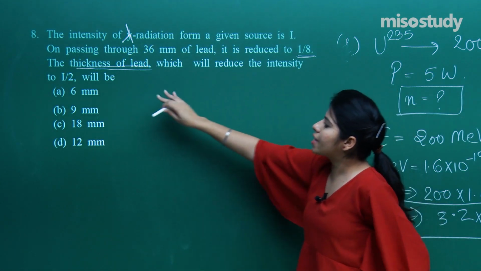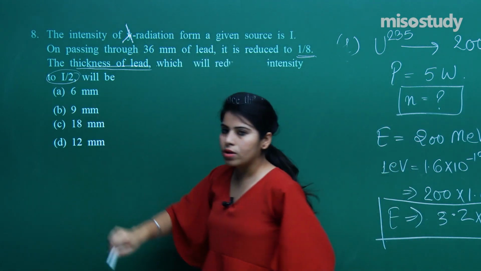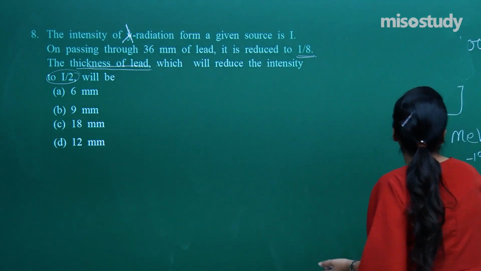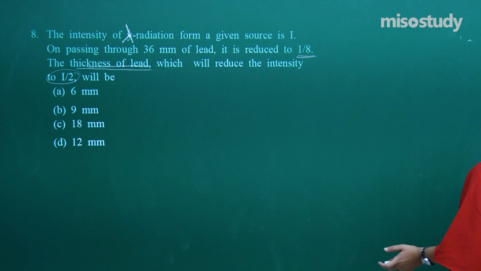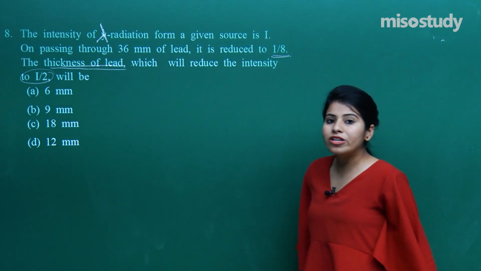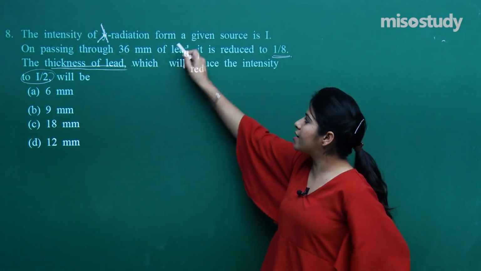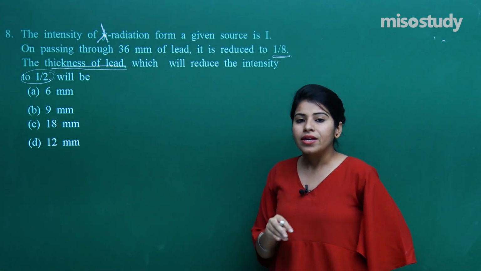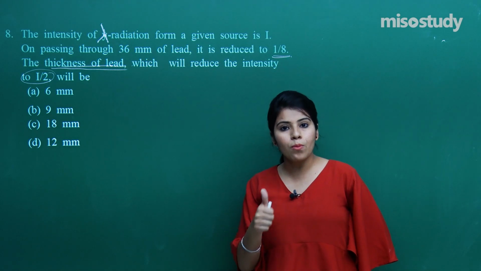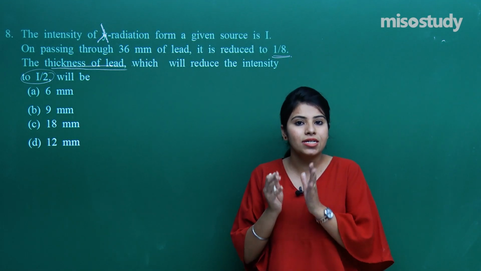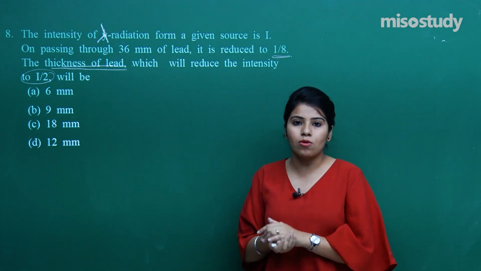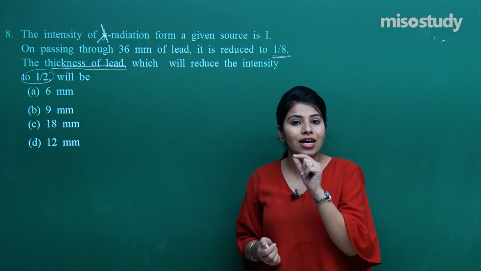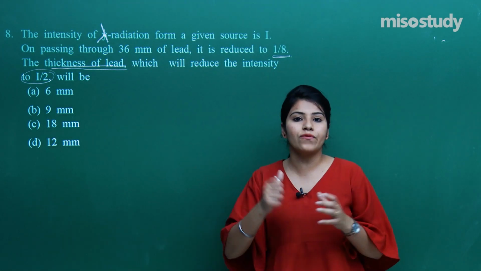Which will reduce the intensity to I/2. Let me just start by saying one thing before the question: do you know any formula which relates the intensity and the depth to which the radiation is entering? Let me tell you one formula which many students normally skip. You have to focus on each and every formula that has been given in the corners of your book.